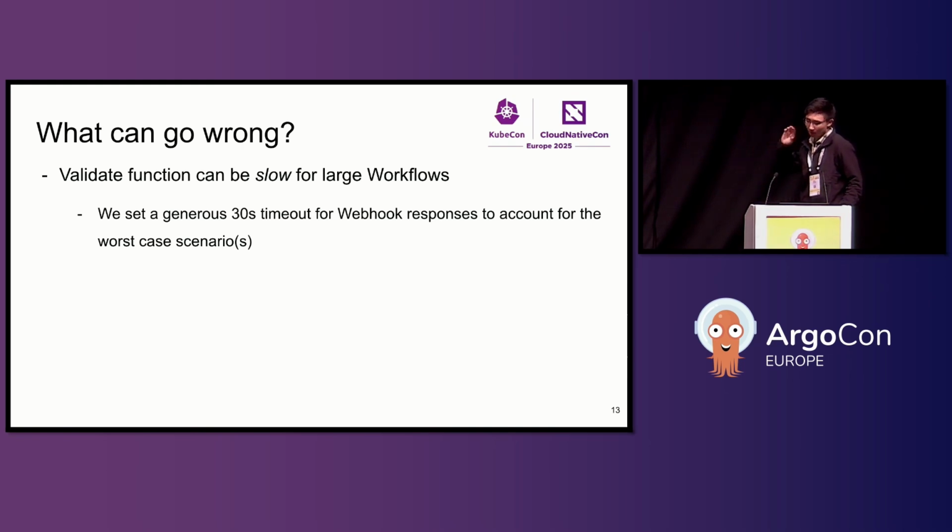Another problem we actually experienced was that these kinds of validation functions can be very slow. If you have a very big workflow definition, it could take a while for it to actually get validated. We gave our webhooks a very generous 30-second timeout. We haven't seen anything that's really slower than 20 seconds, I think. So your mileage may vary, but this is something you can increase the timeout for if you are expecting really large workflows.